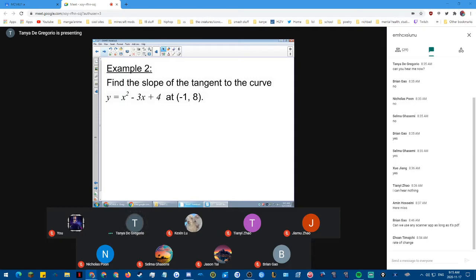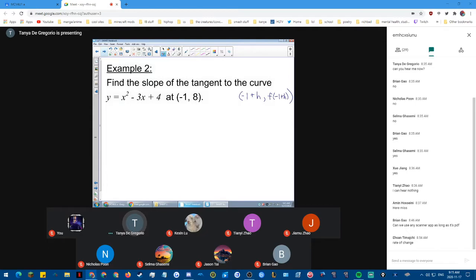So what do I do? Well, first of all, if I have the point (-1, 8), what's my second point? -1 plus h, that's my x value. Yes, you guys agree? Good. And then my y value is going to be f at -1 plus h. We just sub it in, right? You always sub in x to get y. These are now my 2 points.